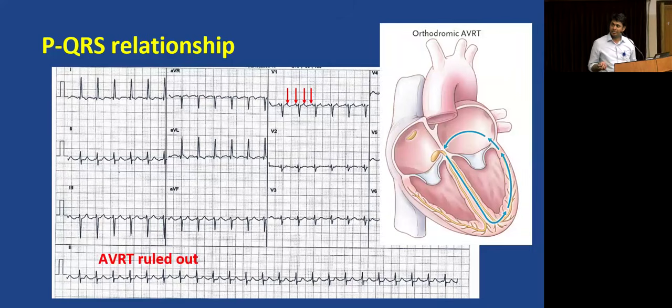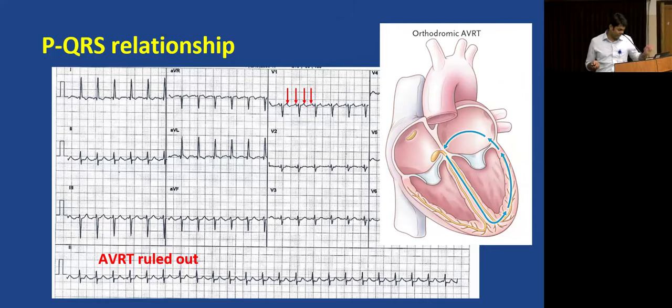So again, as I said, AVRT. In AVRT, atrium and ventricle are obligatory parts of the circuit. If atrium is activated, the next ventricle has to be activated. If it doesn't activate, then it doesn't complete the circuit. So there is an obligatory 1-to-1 relationship between P and QRS in AVRT. So if there is any relationship other than 1-to-1, it rules out AVRT.